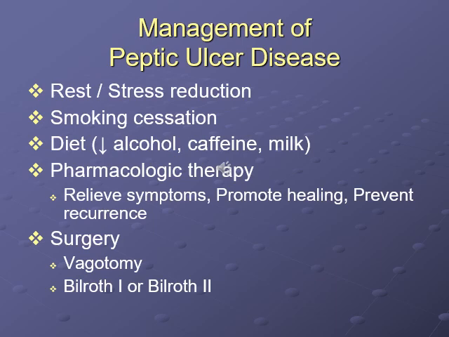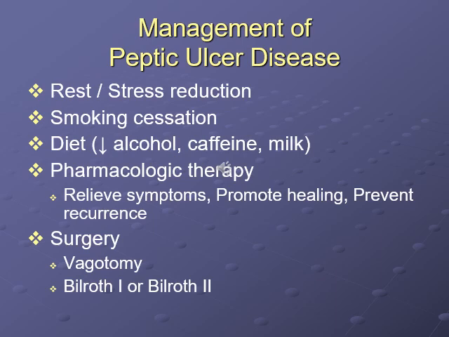Management of peptic ulcer disease, as far as non-surgical management, certainly rest and stress reduction. We know that physical and psychological modifications can decrease the amount of acid being released. Certainly stopping smoking, because smoking does increase hydrochloric acid and other acids to be released. Diet, again, avoid foods that are troublesome for you. And again, alcohol, caffeine, milk, those are all things that we know can increase the acidity, and we can take control of that.